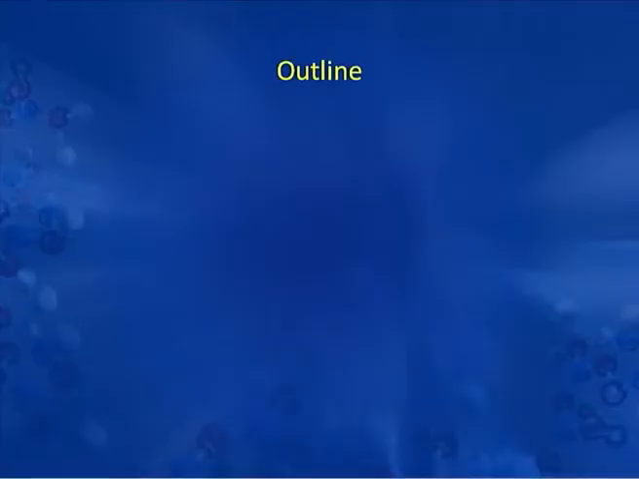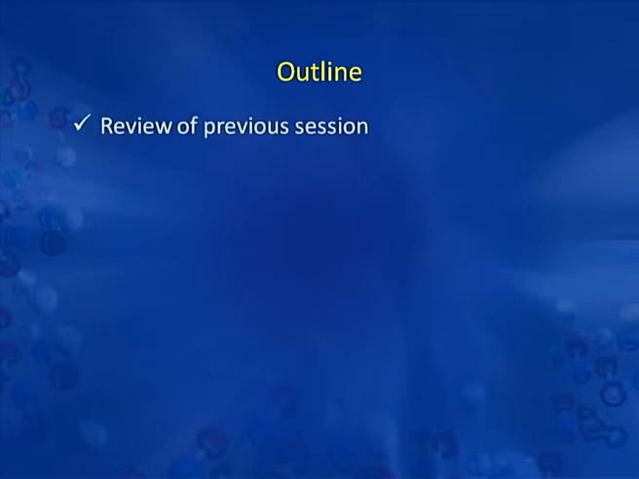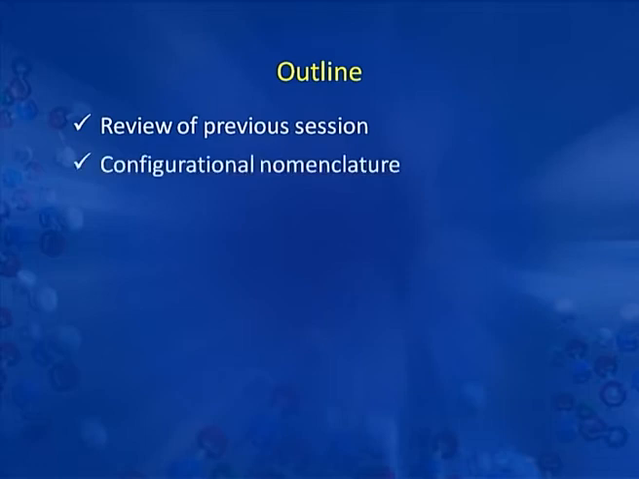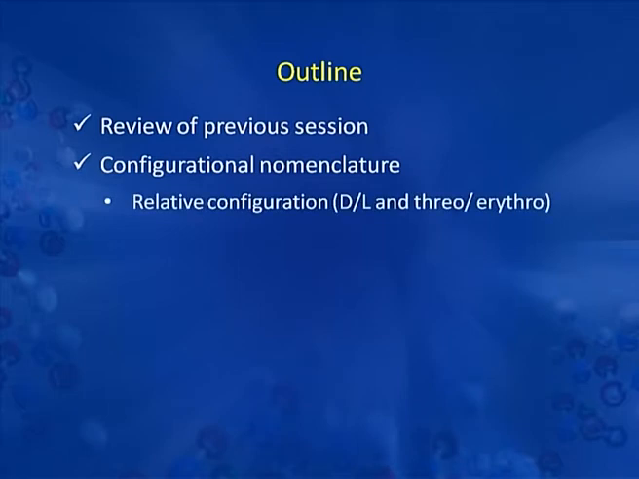In today's session, first we will review what we did in our last session about stereochemistry. We will discuss today how to name these isomers. We call it configurational nomenclature. The nomenclature can be given as a relative configuration, where two systems are being used. One is the DL representation, and the other is threo or erythro representation.